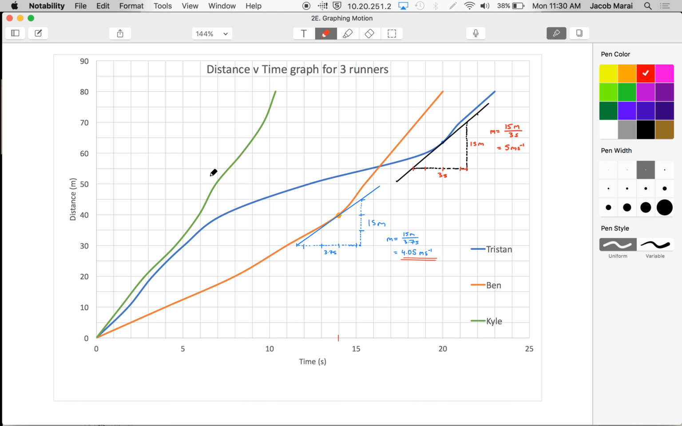So again, we've kind of picked 2 points where those curves are almost parallel, but I would argue that at 20 seconds, the blue curve is slightly steeper, meaning he was traveling slightly faster at that point.